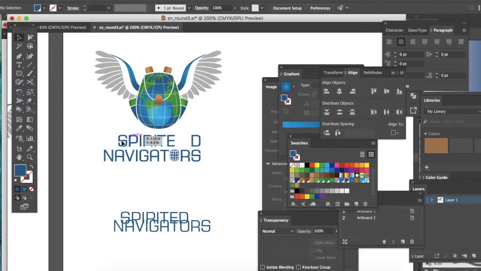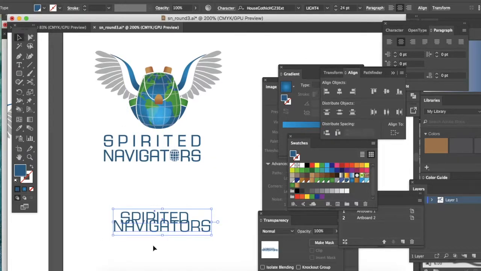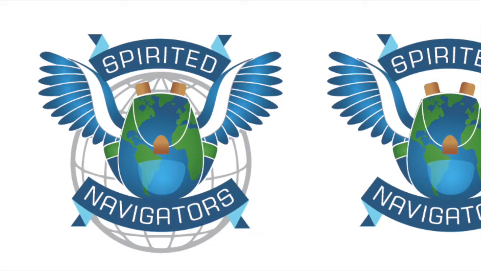But what I like to do a lot of times is to echo something in the main mark in the text treatment below, and sometimes that happens when the text and the mark are together, and sometimes I create a separate version of the text that incorporates elements from the mark so that if the text were used separately from the mark, there would still be some of that consistency, that brand consistency.